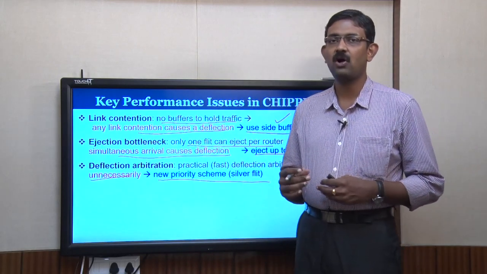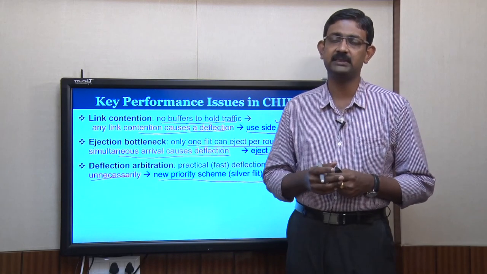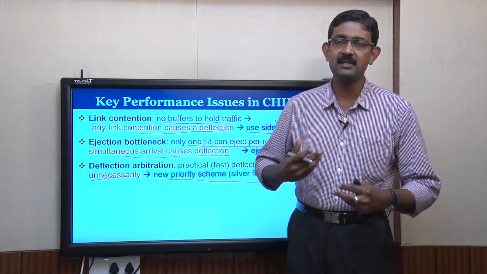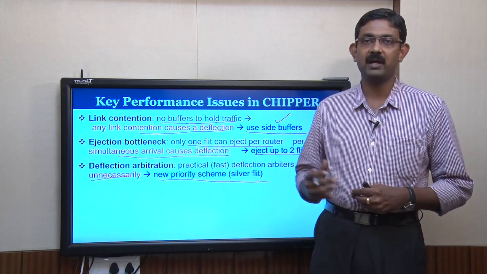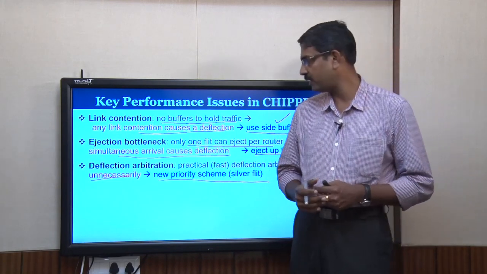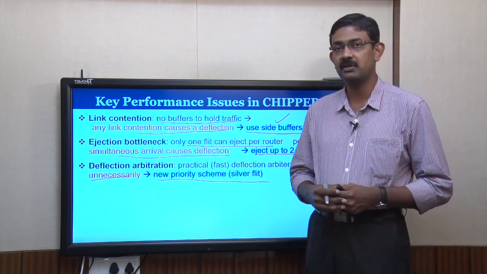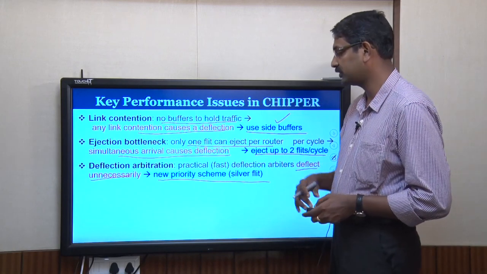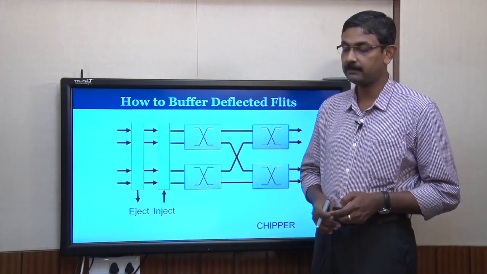The first concept is, rather than permitting all the flits to go in the deflection direction, can you save at least a couple of flits, or maybe at least one flit per cycle, in a special buffer known as the side buffer. The second one is called multiple ejection circuitry, and the third is the introduction of one more level of priority scheme, known as the silver flit priority.